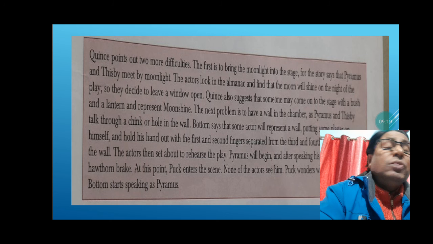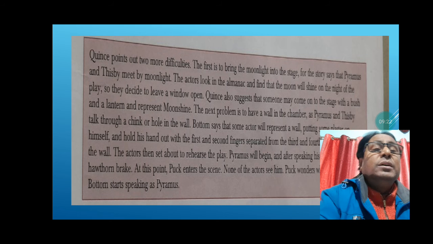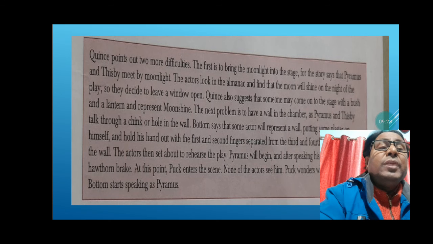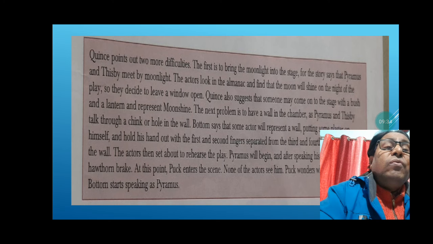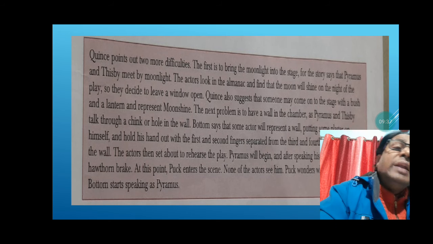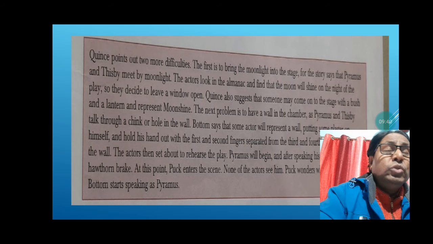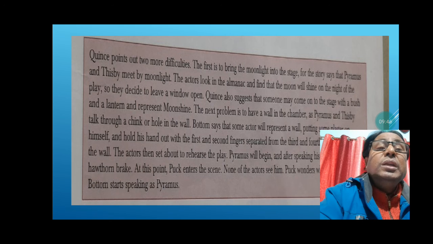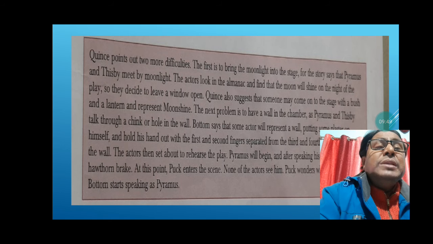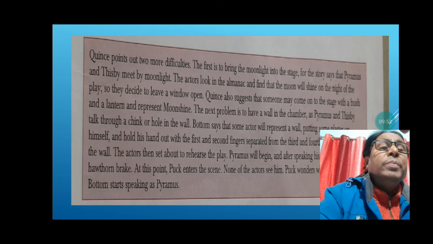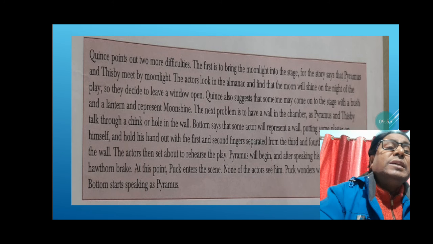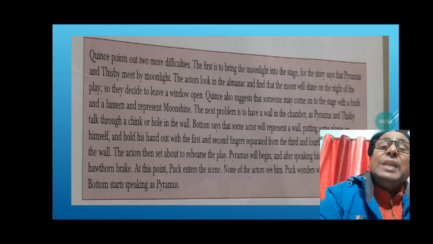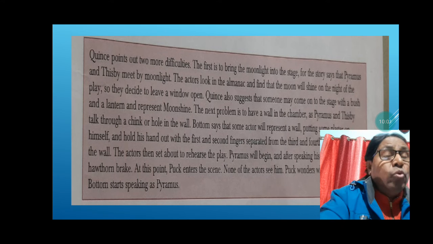Almanac, what is that? An almanac is actually a calendar which shows everything about the activities, date, time, what is going to happen and when, all that. So the actors look in the almanac and find that the moon will shine on the night of the play. The moon was going to shine on the night of the play. So they decide to leave a window open. Quince also suggests that someone may come on the stage with a bush and lantern and represent the moonshine.